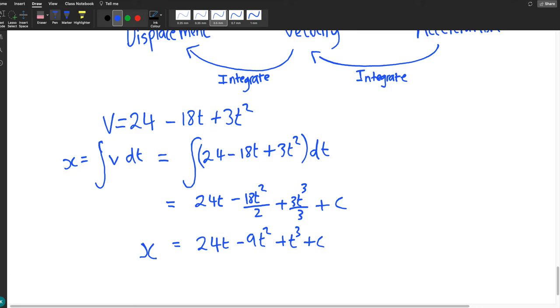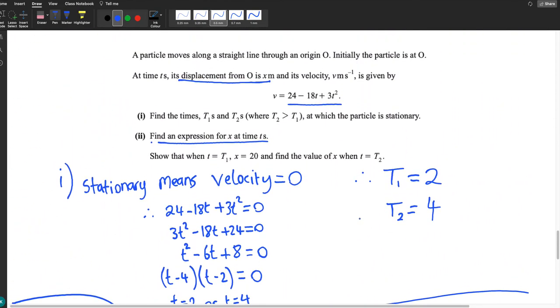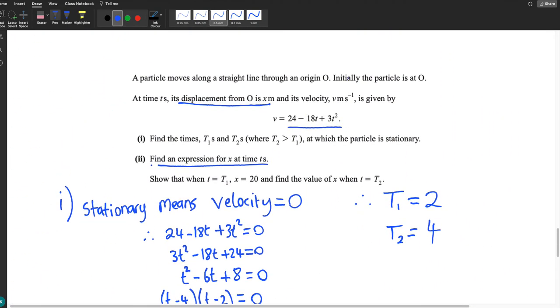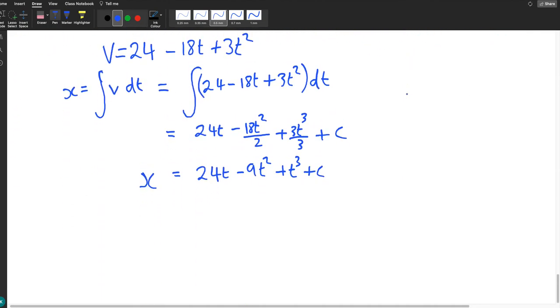All right, so now we need to work out what this plus c is, because it's got a value. It says initially the particle is at 0. So they're telling us information. They're telling us that in the beginning, x is equal to 0. Its displacement is equal to 0. So this means when t equals 0, x equals 0.